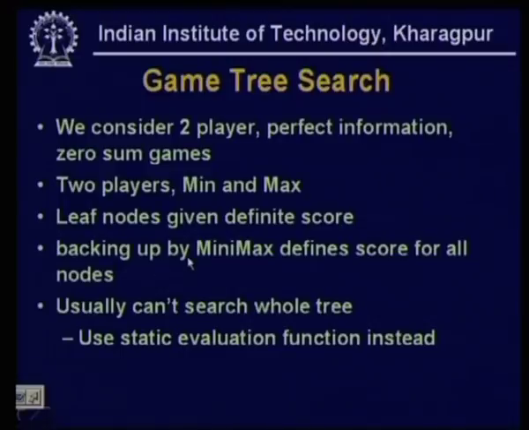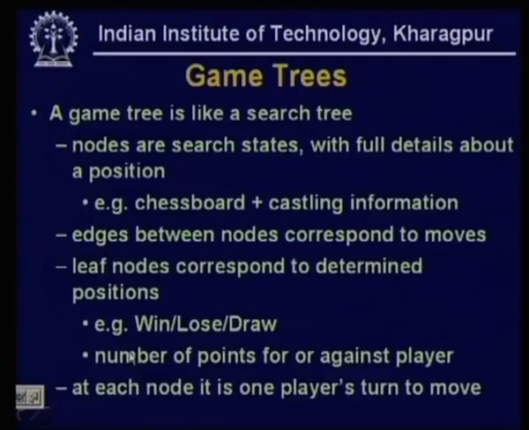When generating the entire tree is not possible, we saw that we can decide to cut off search at a particular depth, at a particular level, and use a static evaluation function at the terminal nodes. Thus, the game tree that we generate, the leaves are given a definite score. In the last class, we saw how the minimax algorithm defines how the scores are backed up from the leaf towards the root. So, that is what we studied in the previous class.